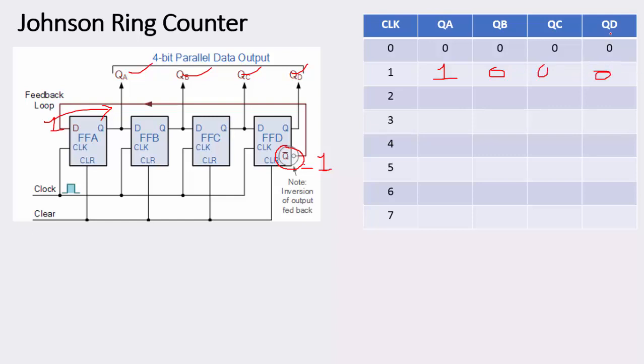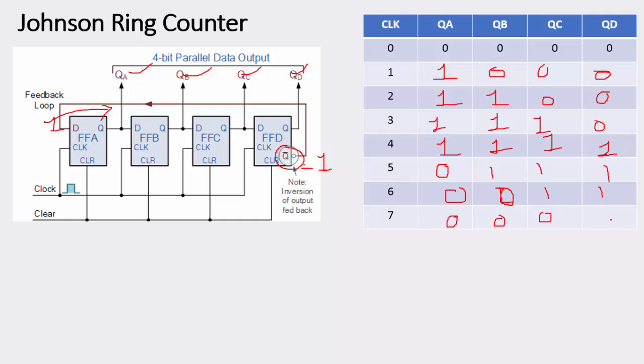Now QD is 0, QD bar equals 1, and when the next clock pulse comes, this will be 1 and the rest of them are shifted inside the flip-flops. What about QD bar? Again 1, 1, 1, 0, then 1, 1, 1, 1. When this flip-flop is 1, what is the value of QD bar? 0. That will go to the input. So this will be 0, 1, 1, and then 0, 0, 0, 1.